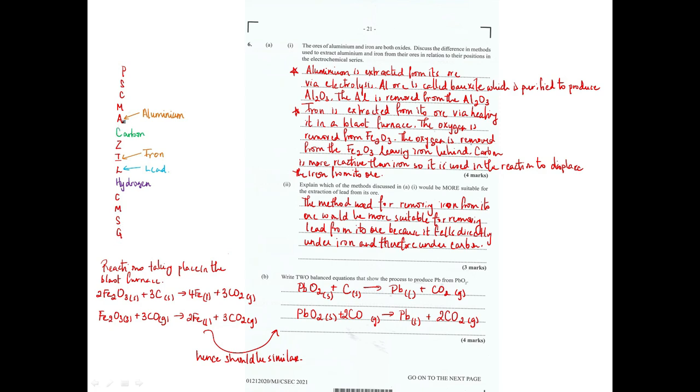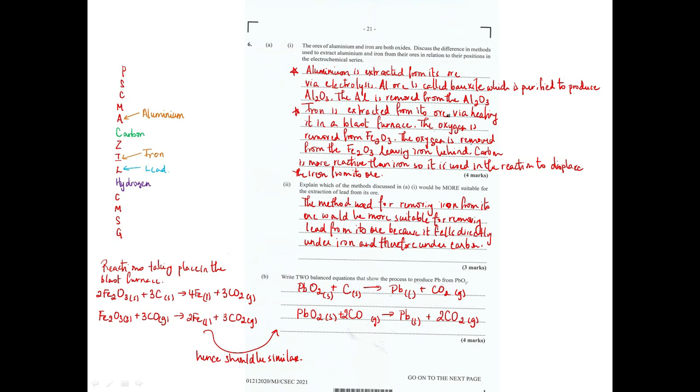Now, aluminum is right above carbon, while iron is below carbon, just under zinc, next to lead. Aluminum is extracted from its ore via electrolysis, and aluminum ore is referred to as bauxite, which is purified to produce aluminum oxide. The aluminum is then removed from the aluminum oxide. The aluminum oxide is white in color, by the way.